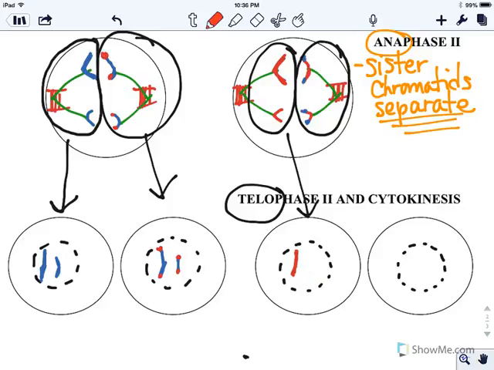Both red. And then this one's got the big red and the small red, and both of those have a little bit of blue on there.